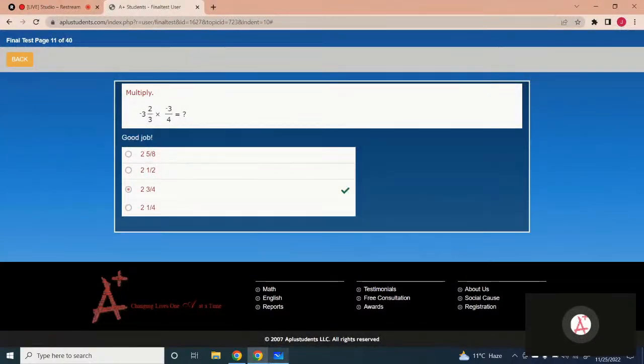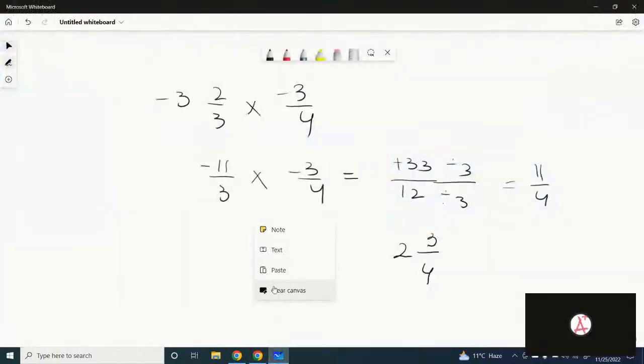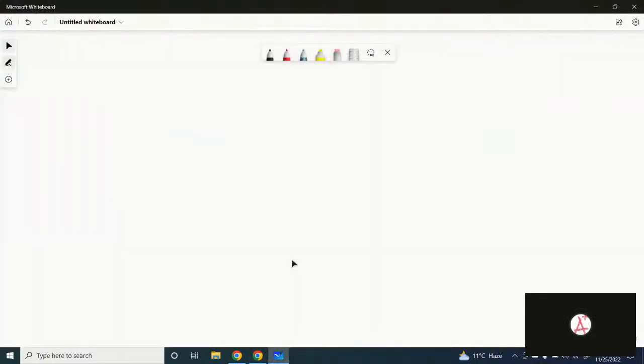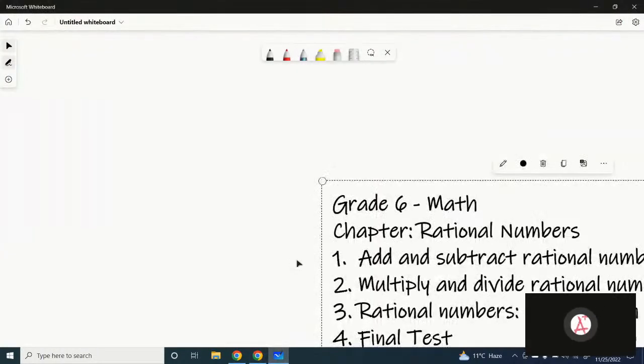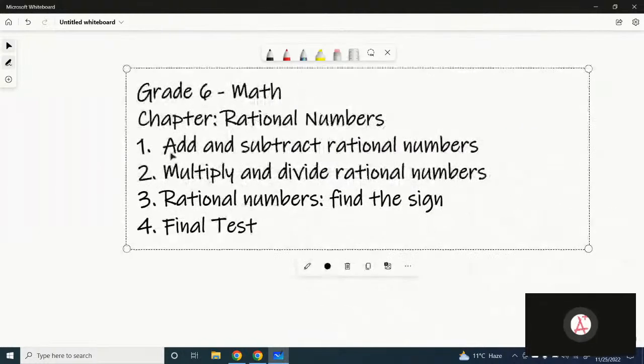Okay, you can complete the test by yourself later today. So we have covered 4 of the topics today from the chapter rational numbers. They are add and subtract rational numbers, multiply and divide rational numbers, find the sign, and then we have the final test of the chapter rational numbers. Got it? If you need more help with the topic, you can contact any tutor on the Skype. They are available from Monday to Friday, 5 to 9. Got it?